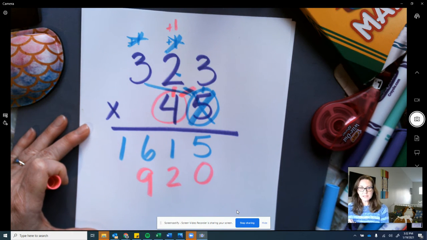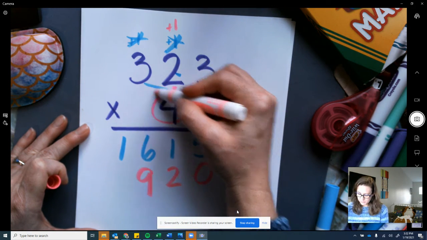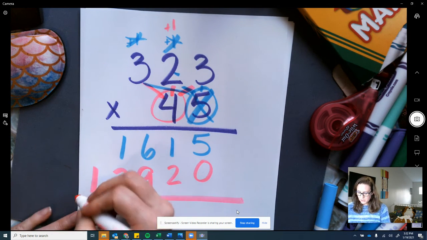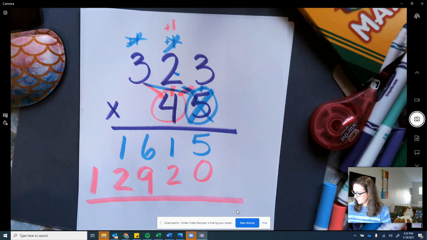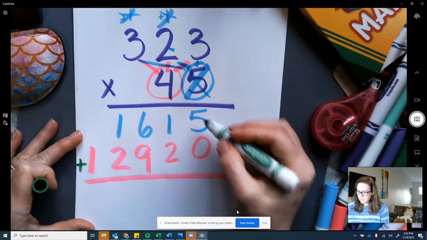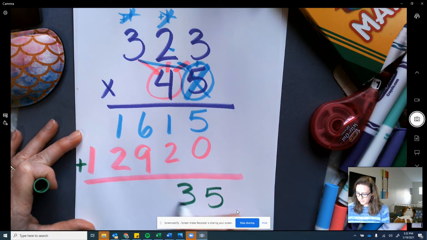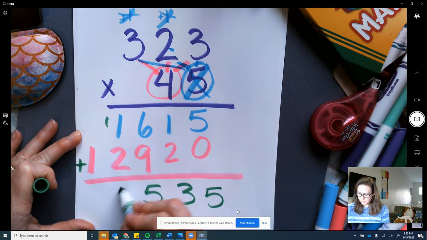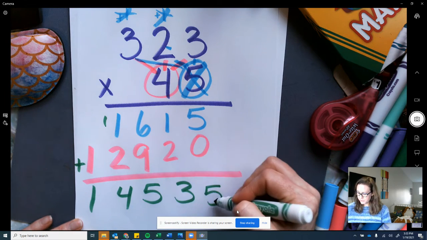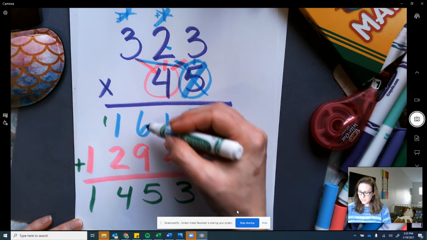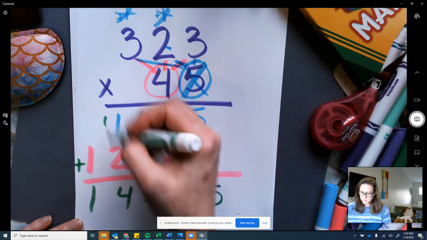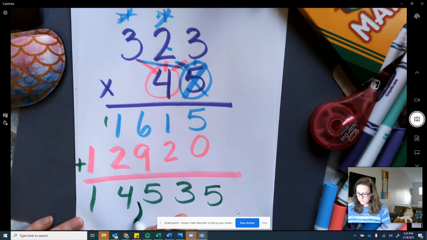What do we do next? We do 4 times 3, which is 12. Go ahead and add those up. And our total becomes 15,451. So I went kind of fast on that, but 5 plus 0 is 5, 1 plus 2 is 3, 6 plus 9 is 15. I carried the 1, 2 plus 1 is 4, and 1 by itself.